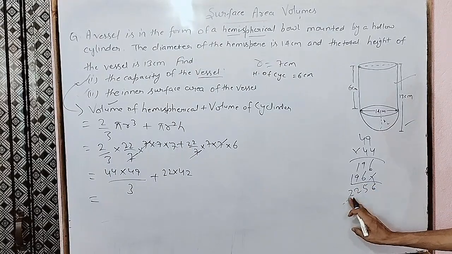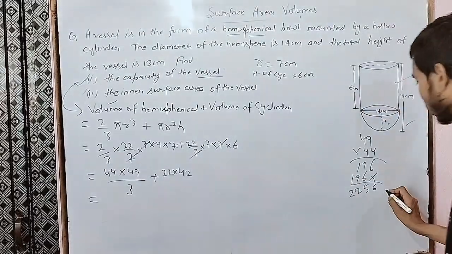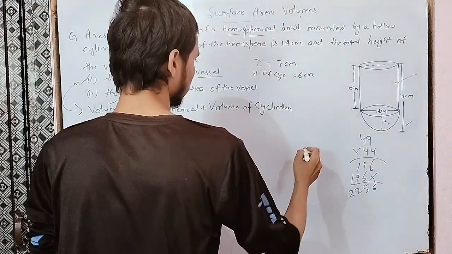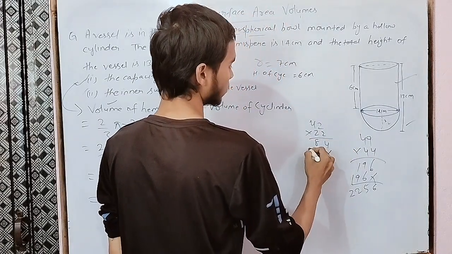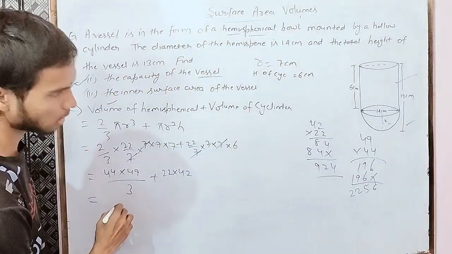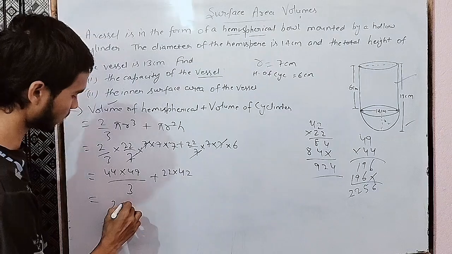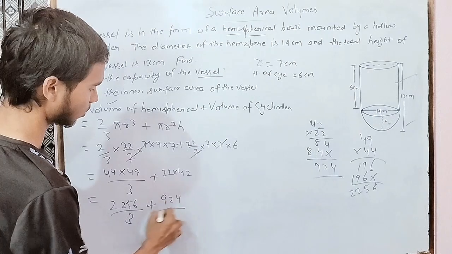Now we will multiply it. Okay. 2 to the 4, 4 to the 8, 4 to 9. So here we can write 2256 upon 3 plus 924 upon 1.